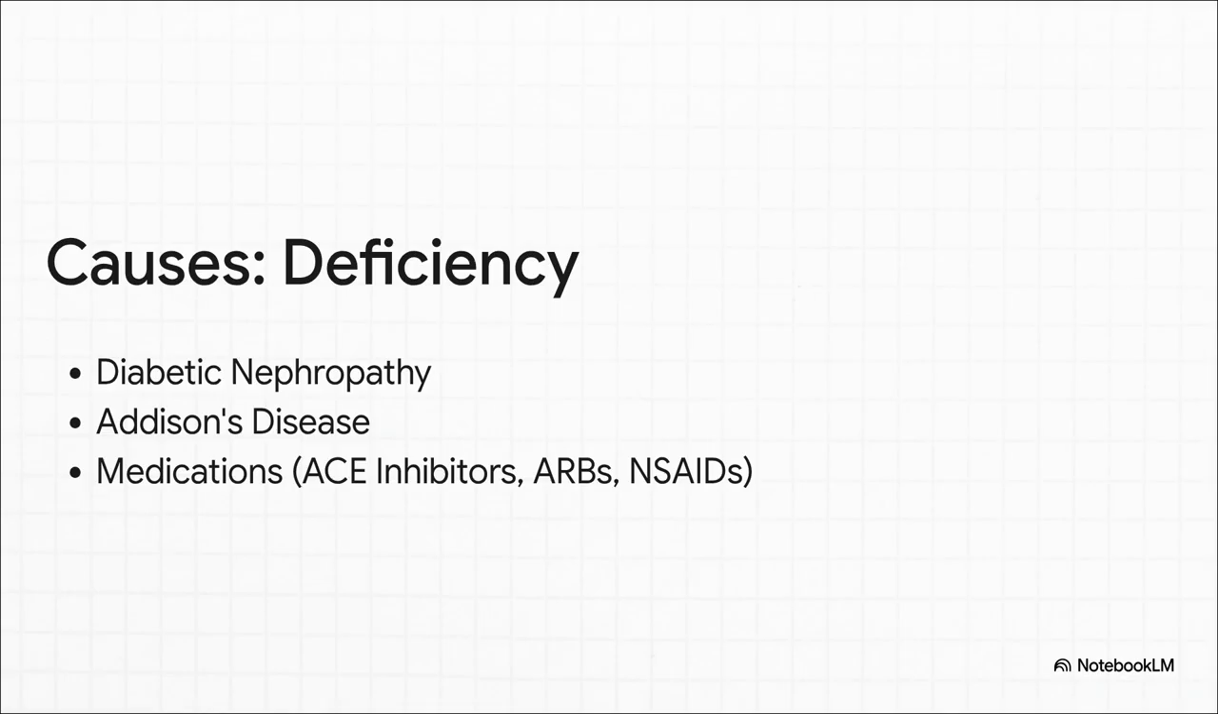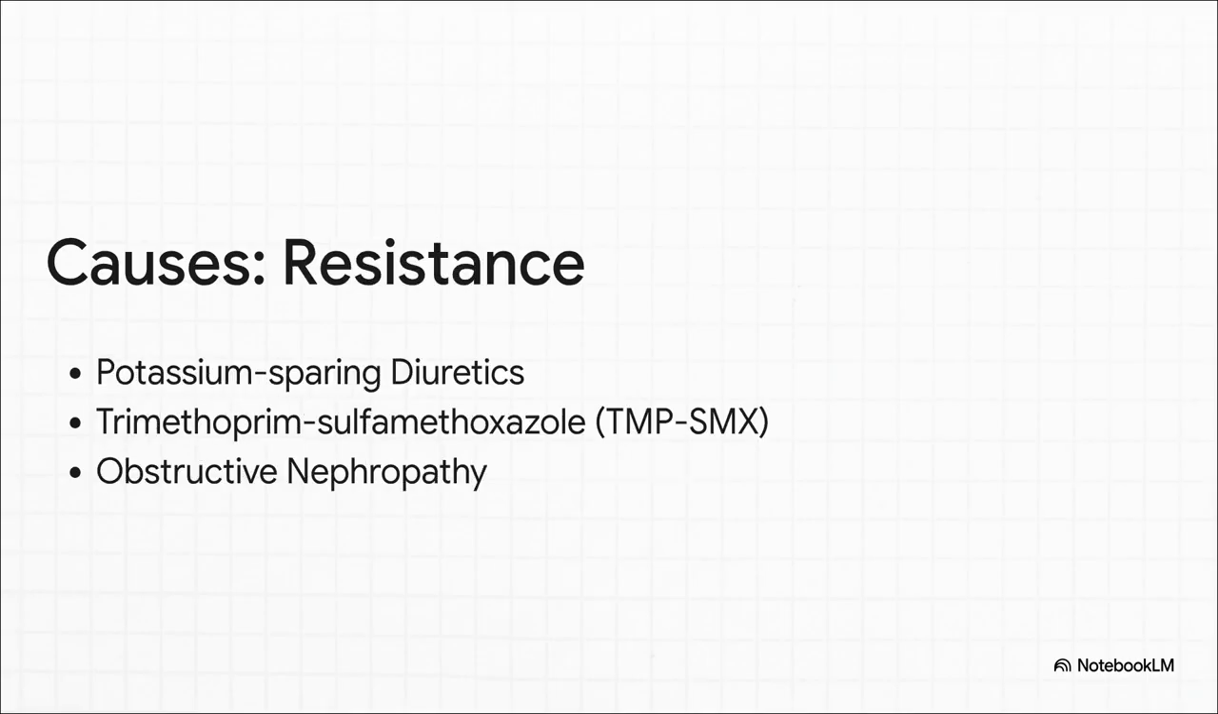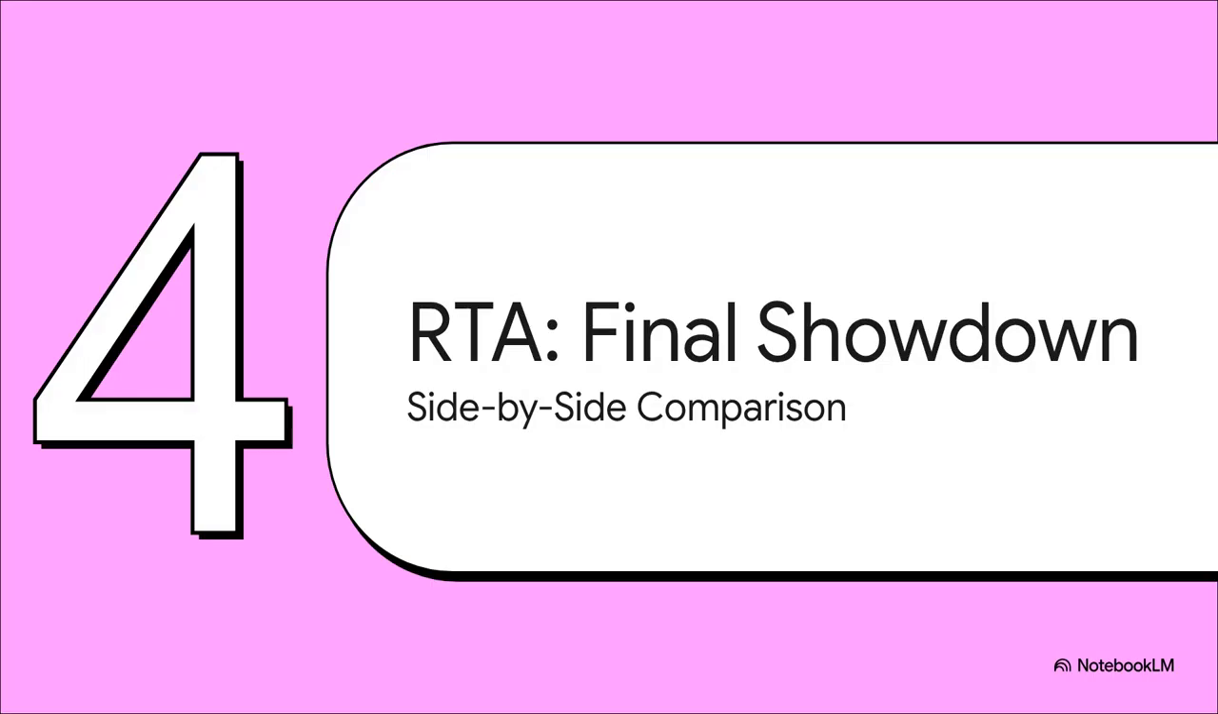So what causes this aldosterone issue? Well, a lack of aldosterone is a huge one. This is super common in patients with diabetic kidney disease. It can also be from Addison's disease or from really common medications like ACE inhibitors, ARBs, and even NSAIDs. The other side of the coin is aldosterone resistance. This is where the hormone is there, but the kidney just ignores it. This can happen with drugs like potassium-sparing diuretics, the antibiotic TMP-SMX, or if there's a physical blockage in the urinary tract.